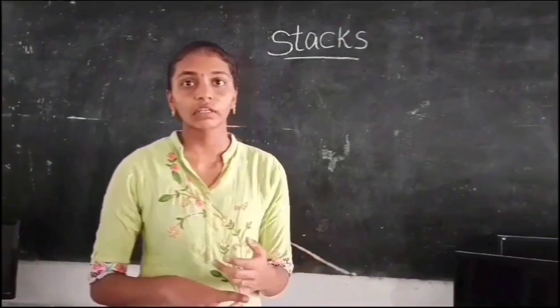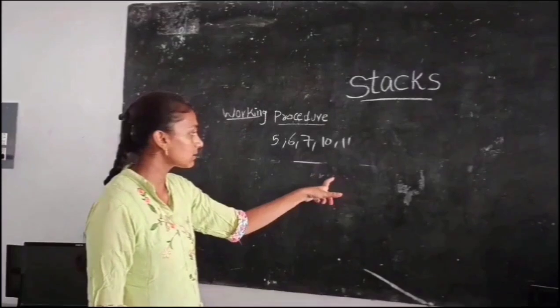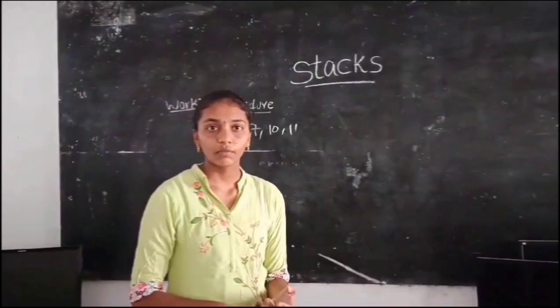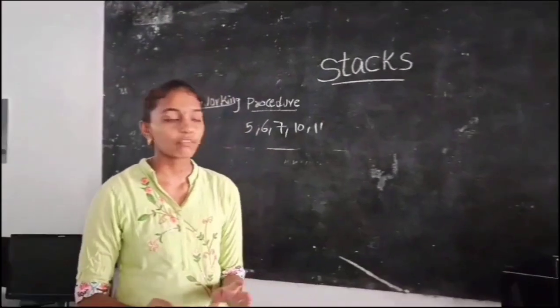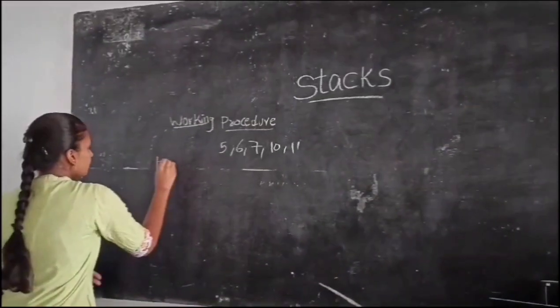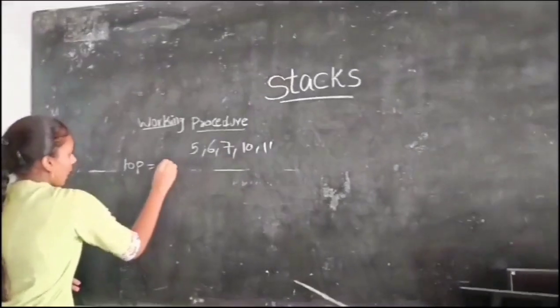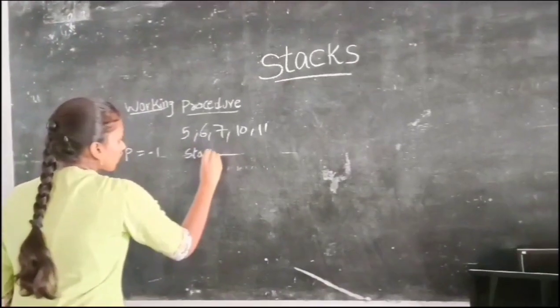Working process. Now I am going to explain the working procedure of a stack. Here I consider these 5 elements. Whenever we are going to perform a stack operation, first of all we need to initialize the top value with -1. So I am initializing the top value with -1, and I am considering stack size equal to 4.